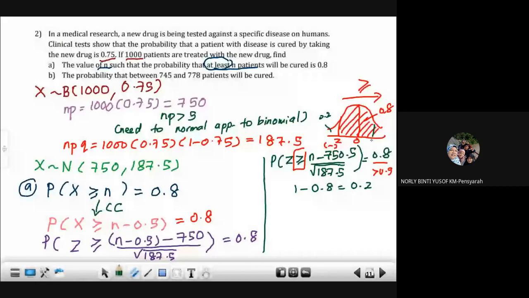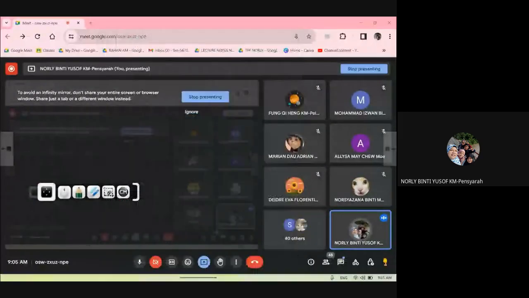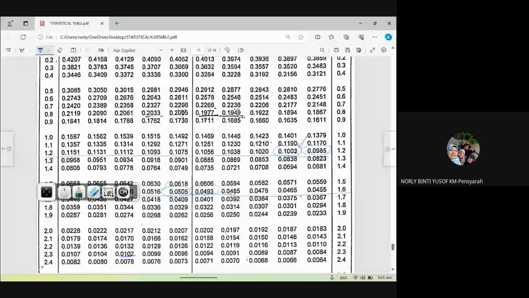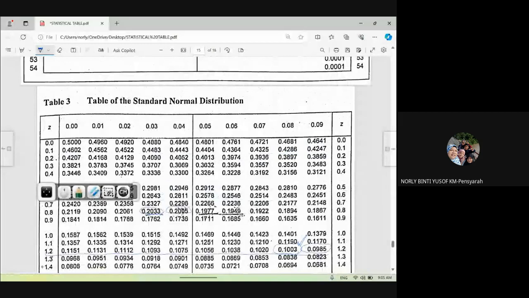Sama region dia dekat sini untuk greater than 7. So kita pun baca Z yang 0.2 tadi dekat table. So cari dekat table 0.2 tu, ambil nilai yang paling, beza dia paling kecil lah. So kalau you ambil nilai yang paling kecil, you akan dapat ada dua value kat sini. 0.2033 dengan 0.2055 daripada hampir kan. 0.2055 dengan 0.1977. So take the difference.